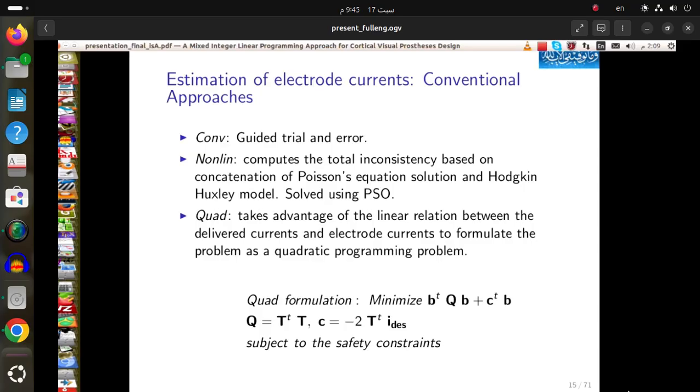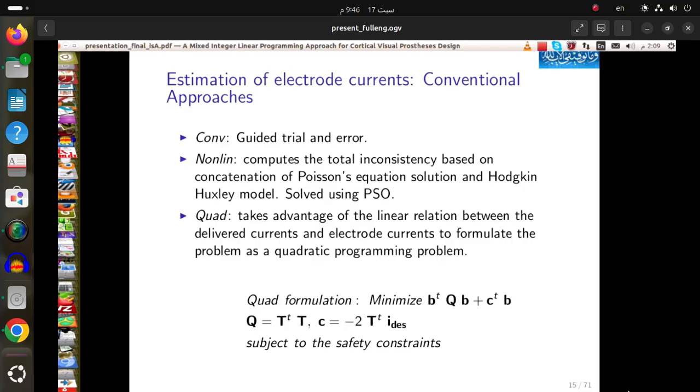We look at our mathematical model as composed of two parts. The first part is a linear part, where the delivered currents at brain locations are related to the electrode currents using the linear Poisson equation. Since they are related using the linear Poisson equation, the relation between both currents can be computed by using a transfer matrix that is readily computable based on simulation results. So we have a transfer matrix that can be multiplied by electrode currents to give the delivered currents. If we have these linear relations, then we can formulate our problem as a quadratic programming problem.